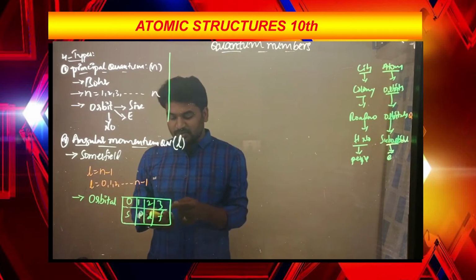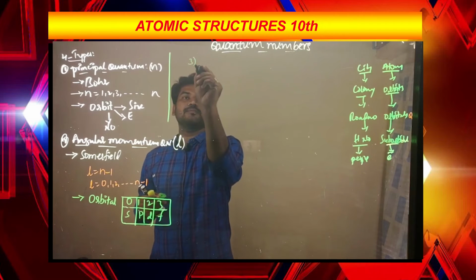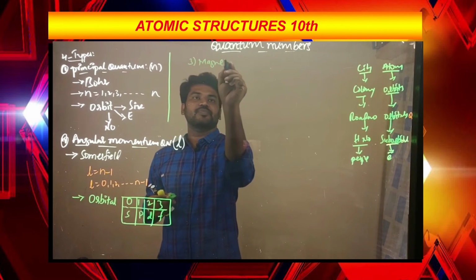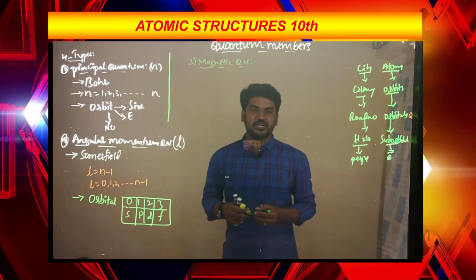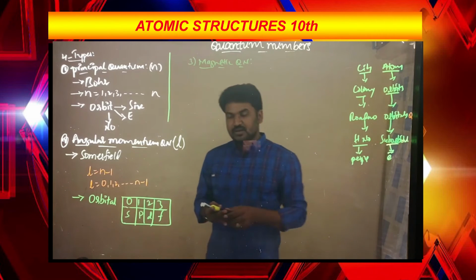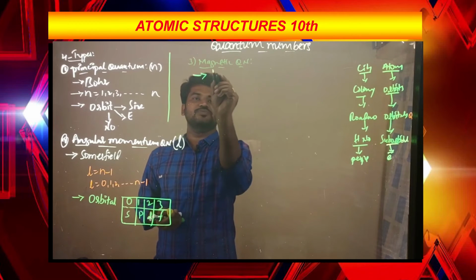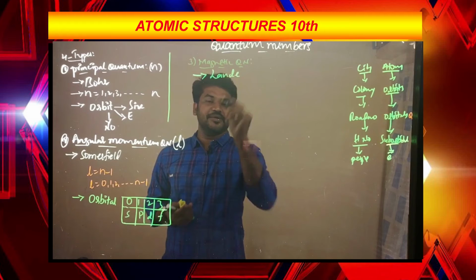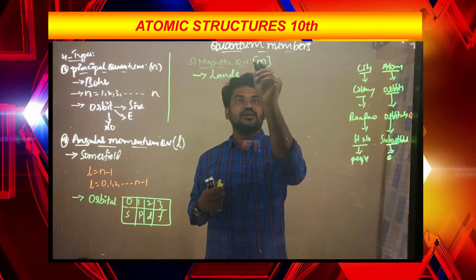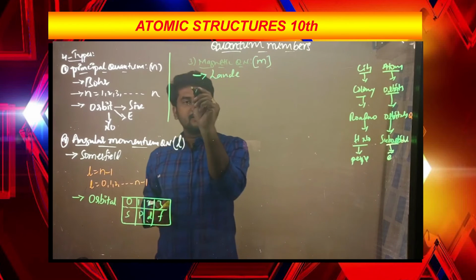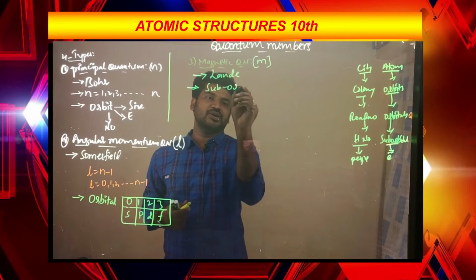Let us discuss one more quantum number, that is the magnetic quantum number. What do we mean by the magnetic quantum number, and what information does it give? The magnetic quantum number was proposed by Lande, and it is denoted by the symbol M. This magnetic quantum number gives the information about suborbitals.